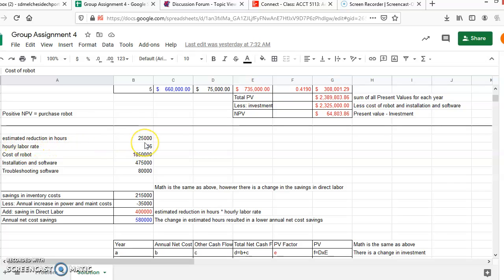Estimated reduction in hours was 25,000 at the hourly rate of $16. The cost of the robot, installation, software, and troubleshooting software math is the same as above. However, there's a change in savings in direct labor. We took the same numbers here: the estimated reduction in hours times the hourly labor rate. That gave us this number here, direct savings in labor. The change in estimated hours resulted in a lower annual net cost savings.